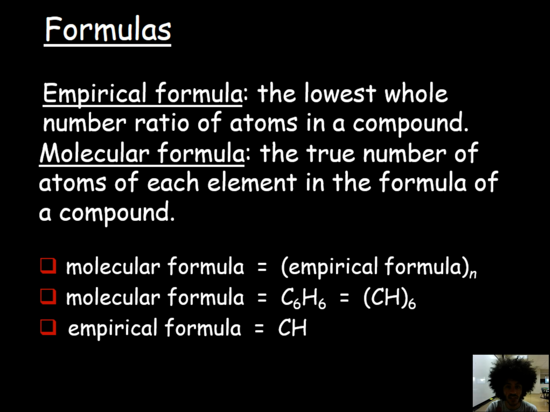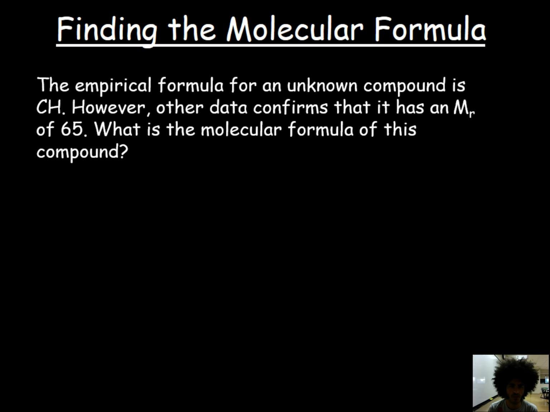So let's go through some basic problems first of determining molecular formulae. Here's a typical problem you might get. The empirical formula for an unknown compound is CH. However, other data confirms that it has an Mr of 65. What is the molecular formula of this compound? So you need the empirical formula, and they've given that to you already. It's CH. You also need the molar mass, which is 65. So you've got both bits of information, so you can actually work out the molecular formula.